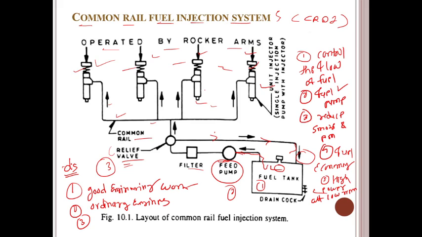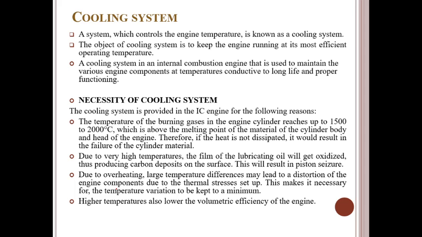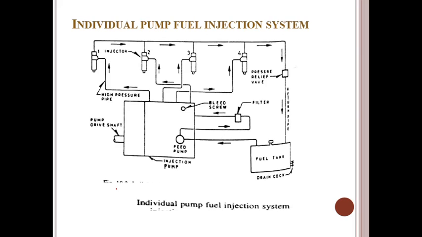Now after that, we have to discuss another fuel injection system. What is the individual fuel injection system? From the name, we can understand the meaning of this individual fuel injection system. So look at its components: high pressure pump drive shaft, injection pump, feed pump, fuel tank, drain cock. Then if you observe here, filter, screw, pressure relief valves. So these are the components of this individual fuel injection system.